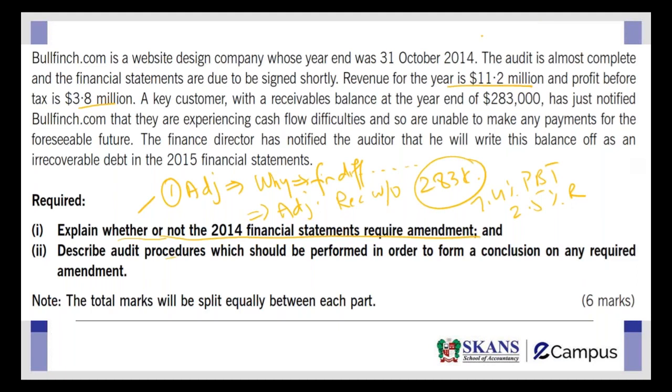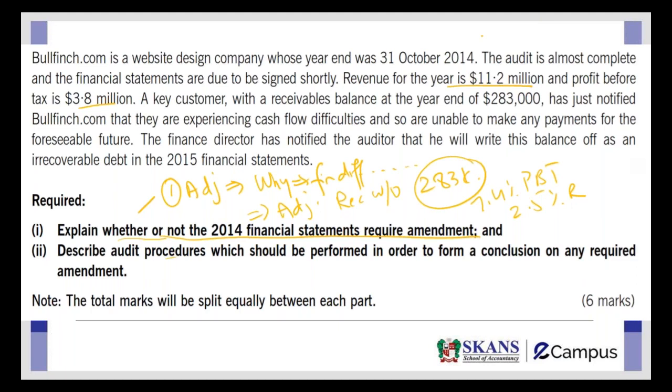So likelihood of money being received can be confirmed directly from the customer as well as through going through the correspondence. Someone answered very well, post year-end receipts. So if the year-end was 31st October 2014, you can look at whether after the year-end, any money has been received from this customer. And at the end of it, one easy procedure, guys. One easy procedure would be, you would inspect whether the adjustment has been made in the financial statements.